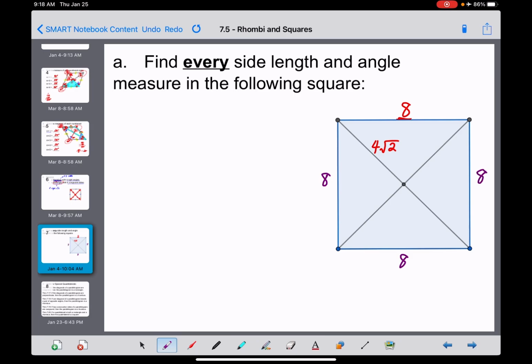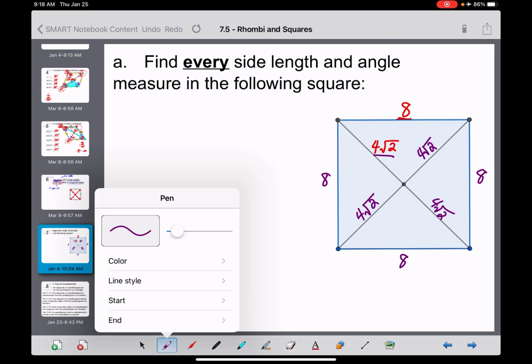Then, because a square is both a rhombus and a rectangle, and a parallelogram for that matter, all 4 of the little half diagonals would have to be congruent as well. So if this piece right here had a length of 4 root 2, so would this piece here, 4 root 2. And because we're dealing with a square, which is also a rectangle, these 2 pieces here would both need to be 4 root 2 as well. So that's it then, guys. We now have the length of what? All four sides and all four half diagonals.